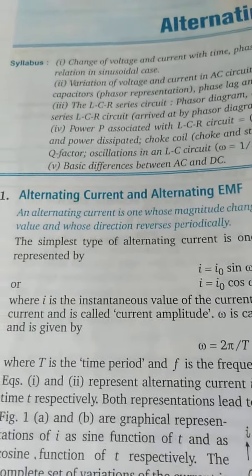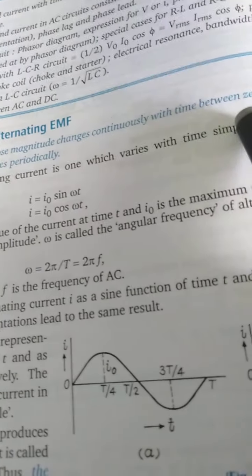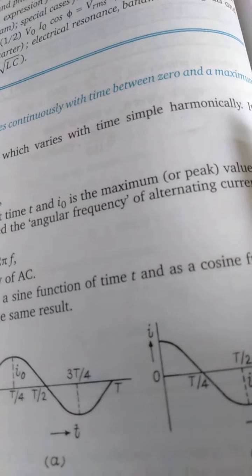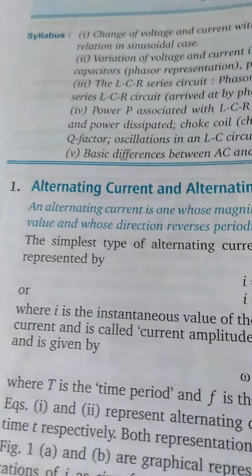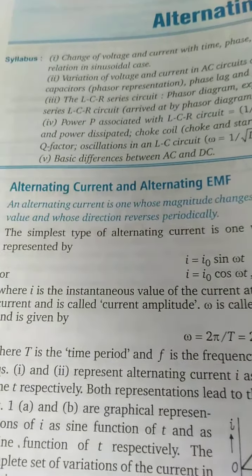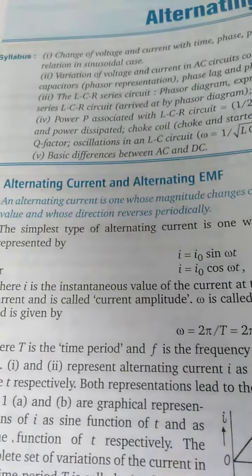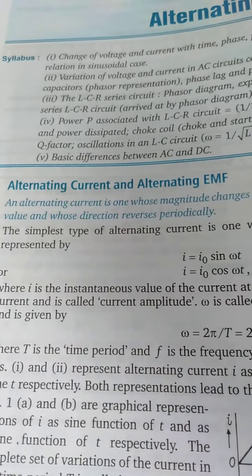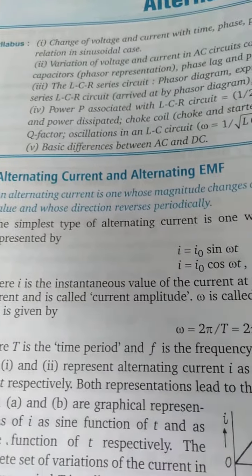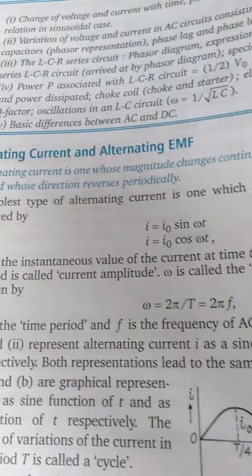So an alternating current is one whose magnitude changes continuously with time between 0 and a maximum value. Means there is a maximum value which is called the peak value, and 0. So within these two values the magnitude is continuously changing. That is called an alternating current.